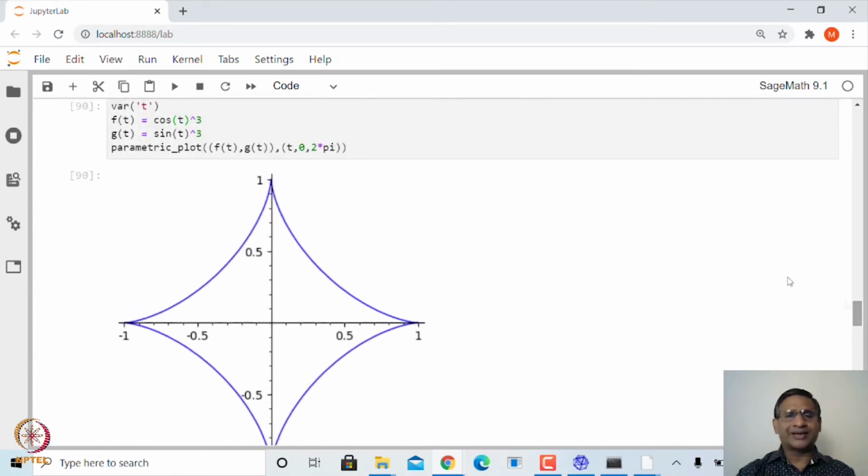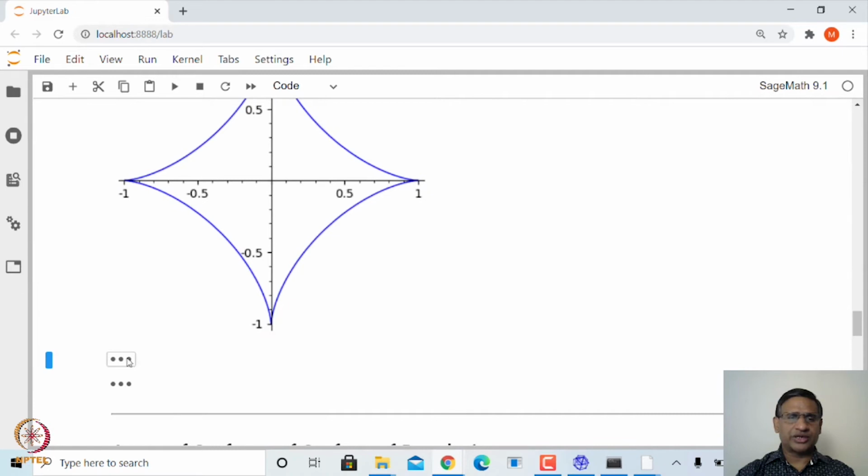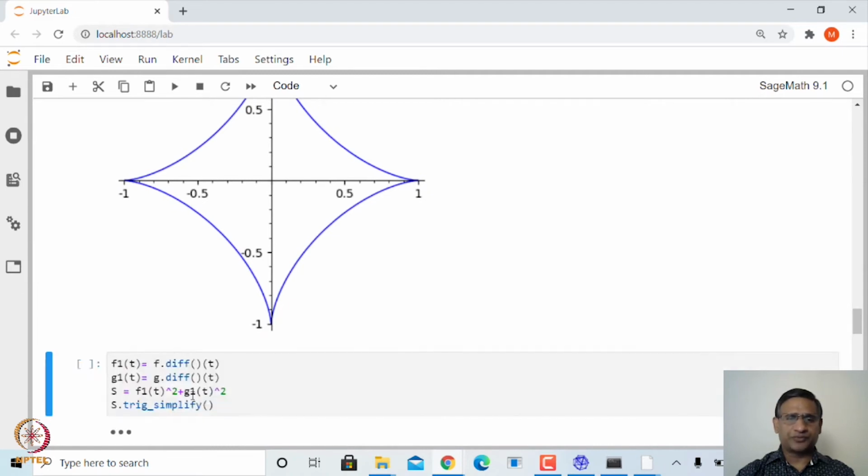So you want to find the arc length of this curve. You can just see that it is symmetric. Whatever the length in the first quadrant is, the total length will be 4 times that. So we can find the arc length in the first quadrant and then multiply that by 4.